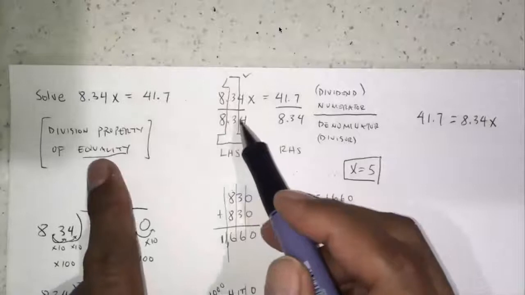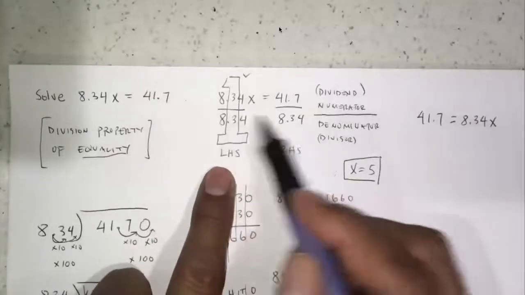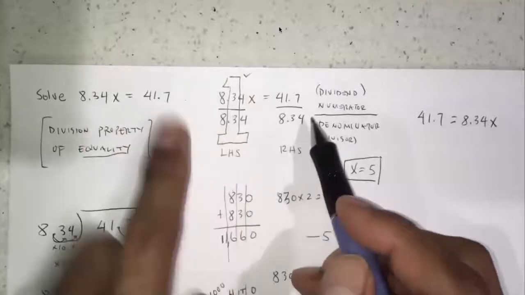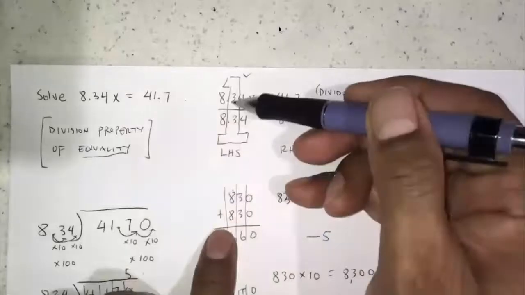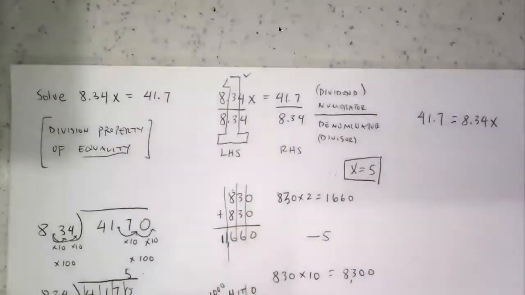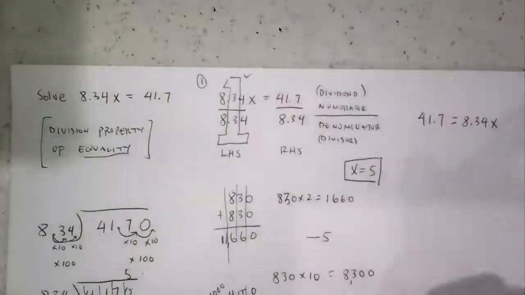So the division property allows us to divide by the same quantity on both sides. Right, so it is both sides. So there's two things that it's telling you: divide by the same quantity, and divide both sides. So you can get that 1 in order for this to be true. So that was step number 1.